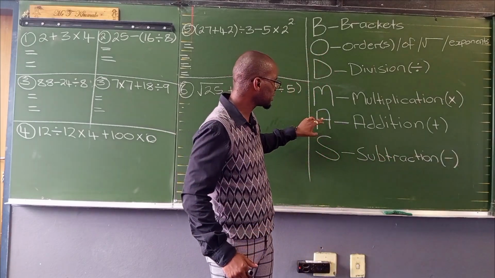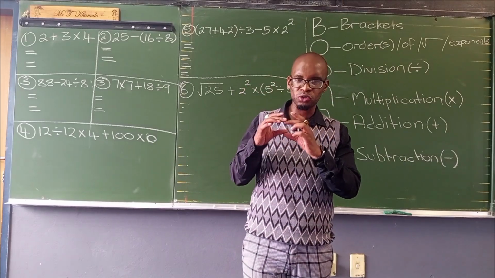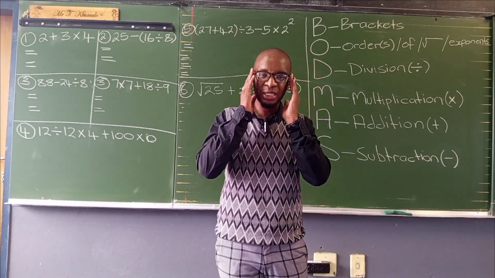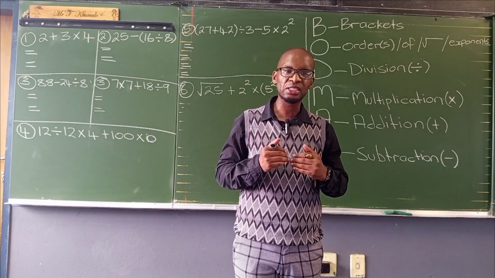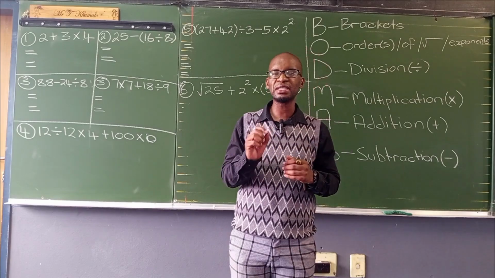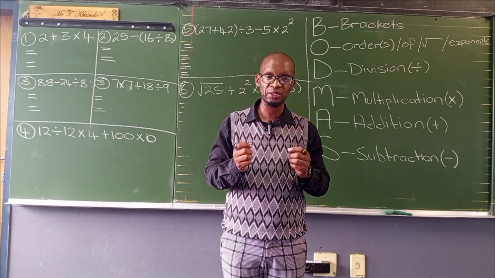Then the next thing we have is addition and subtraction. Again, addition and subtraction are also on the same level. So that means that in your sum or number sentence, whichever one comes first, that is the one that you will do first. So if addition comes first, you do addition first. If subtraction comes first, you do subtraction first.